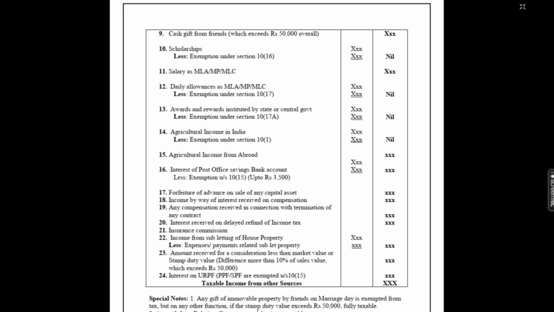Insurance commission is fully taxable under income from other sources. Income from subletting of house property, less expenses or payments related to the sublet property, is allowed as deduction, and the balance only is taxable.